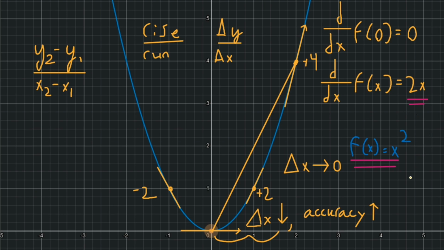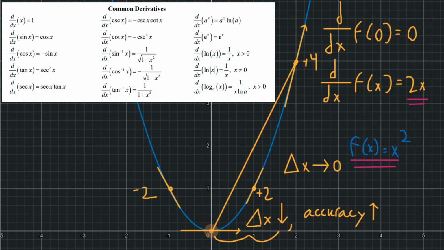So we've uncovered the mysteries of the derivative, we've solved for it, and now we can rest. Oh Christ, you gotta be kidding me.